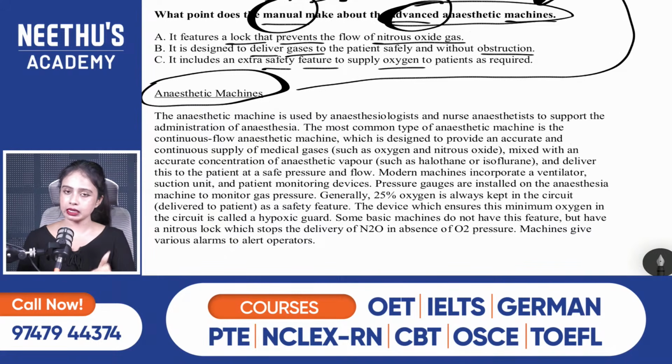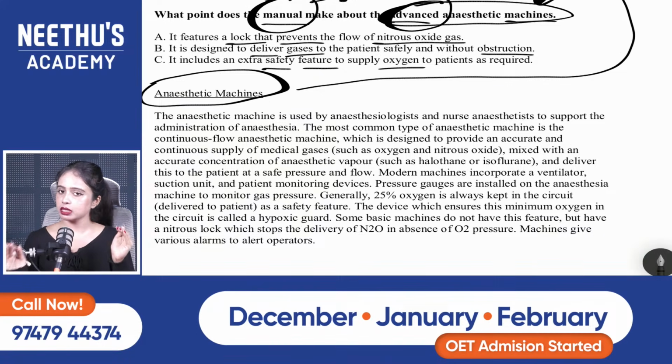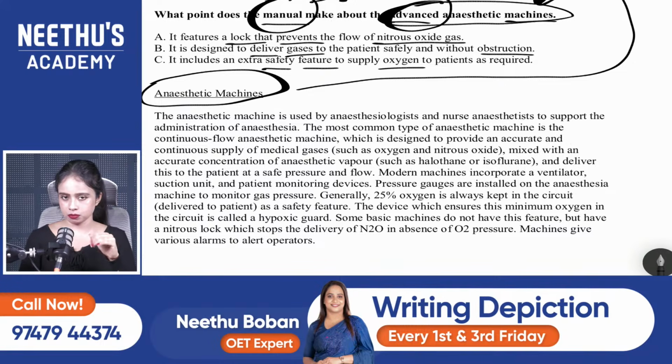So these are the keywords from the question. Now I'm going to read the paragraph, and the most important part of Part B is that along with reading the paragraph, you should do elimination. That is the important part of Part B. If you are eliminating the options while reading, definitely you can get the correct answer.